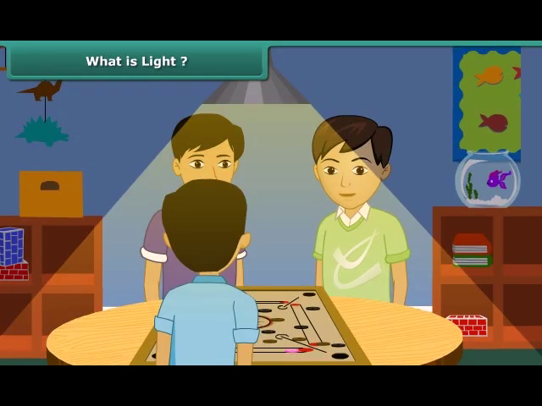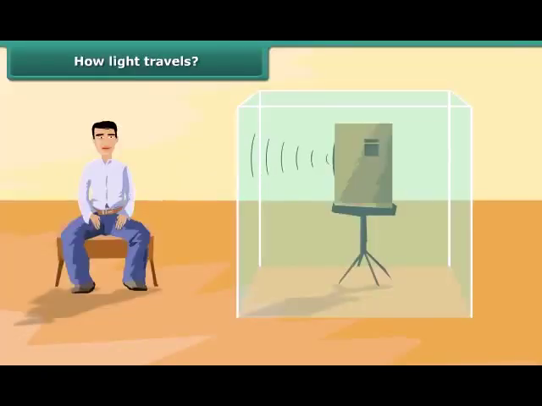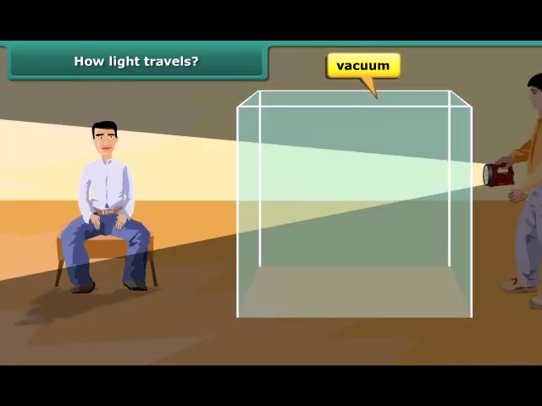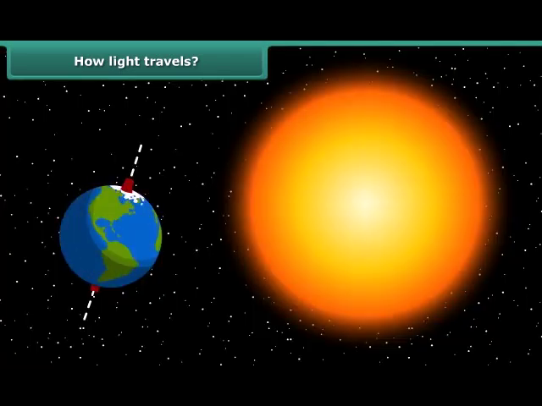Do you know that light is a form of energy just like sound, but still different from it? We know that sound cannot travel in vacuum. However, light can travel through a vacuum. That is how the light from the sun reaches our planet Earth.